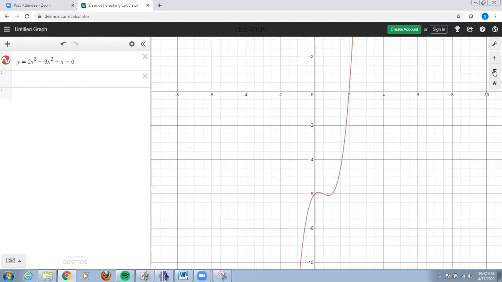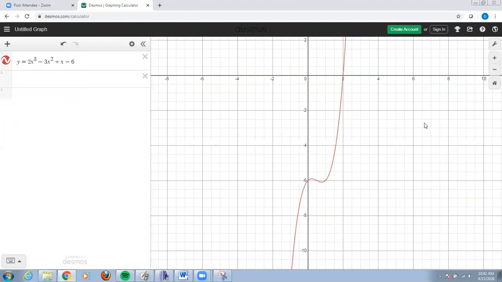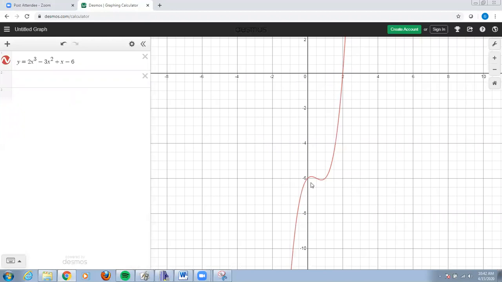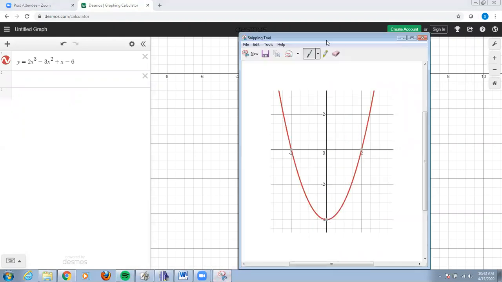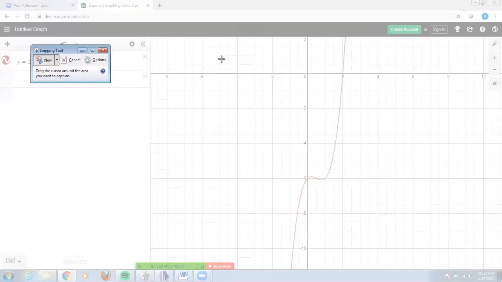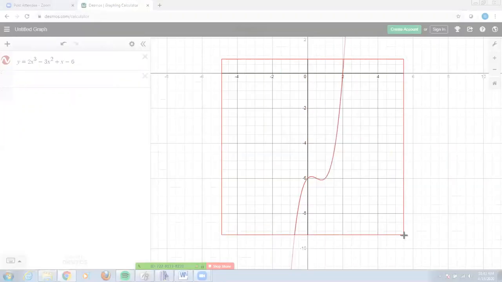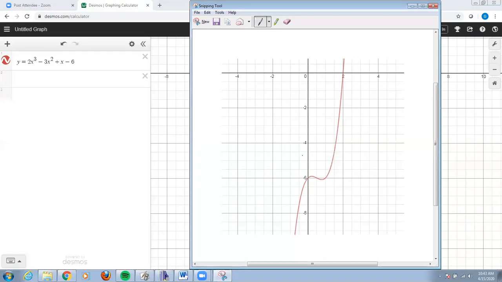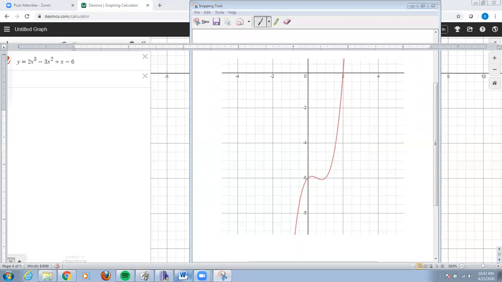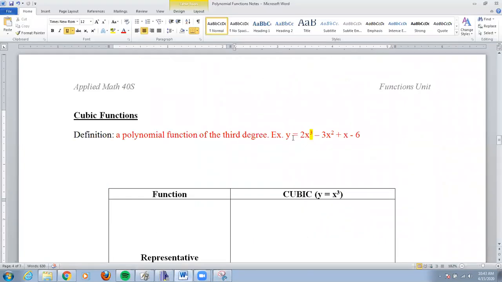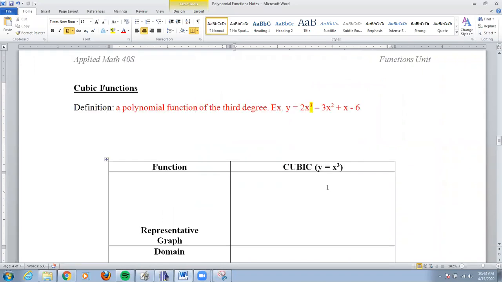Okay, so zoom in. All right, so we can see that this graph comes from negative, goes up a little bit, and then down, and then back up. And it only has one x-intercept. So we'll snip that. And we'll copy that into our document. So just for the notes, make sure you are typing in that equation.